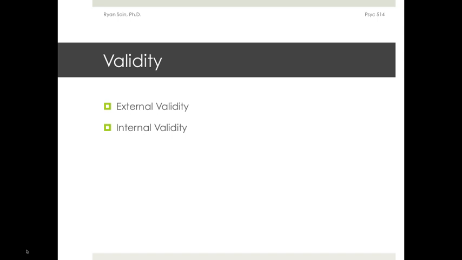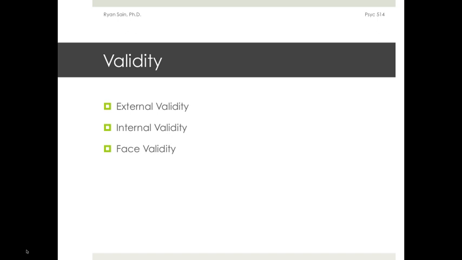It's becoming too highly controlled, and it's not like the real world. And the converse is true as well, where if you maximize external validity and do your study out in the real world, then you're going to have all sorts of confounds that come into play in your experiment and damage internal validity.